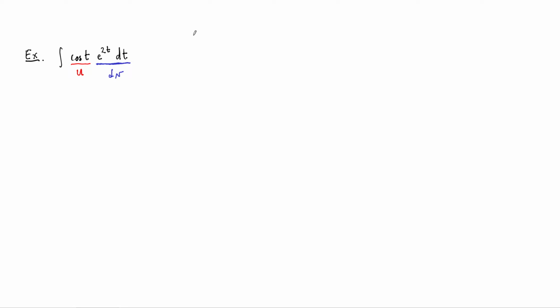So let's see what happens. If u is equal to cosine of t, then du has to be what? The derivative of cosine is minus sine of t. So that's a differential, dt. And then our differential dv is e to the 2t dt this time, which means that v is the antiderivative, so it's 1/2 e to the 2t.